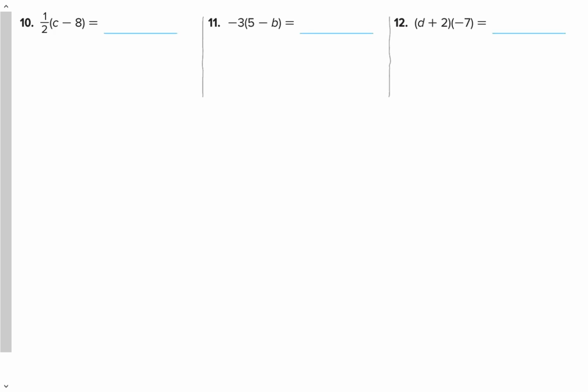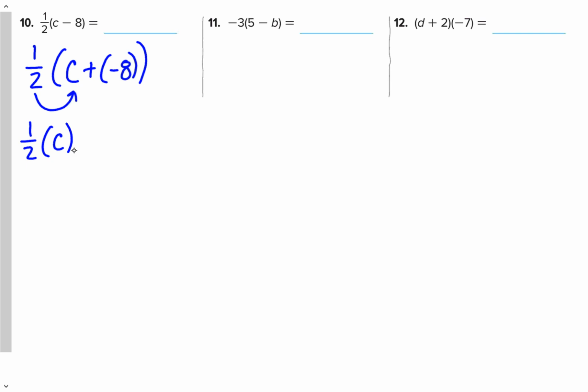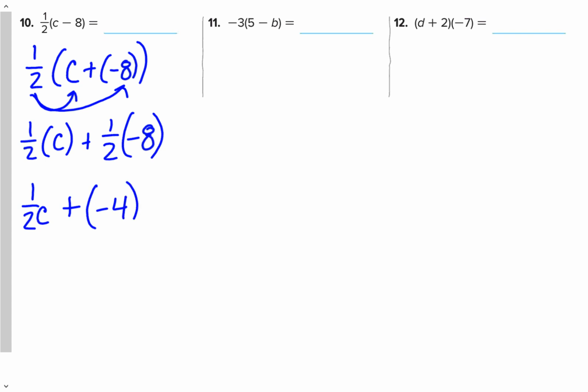Here we go again with our subtraction sentence. Let's go ahead, change it to an addition sentence. All right, so the number we're distributing is 1/2. So 1/2 times c plus 1/2 times negative 8. All right, so 1/2 times c is just 1/2 c plus half of negative 8 equals negative 4, which can be simplified down to half c minus 4.